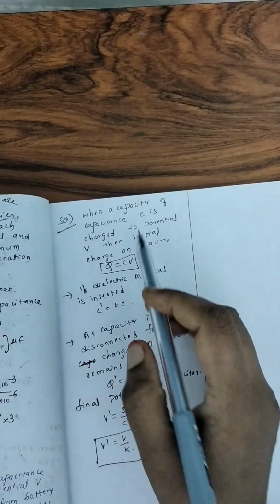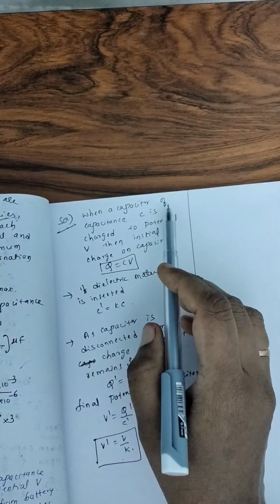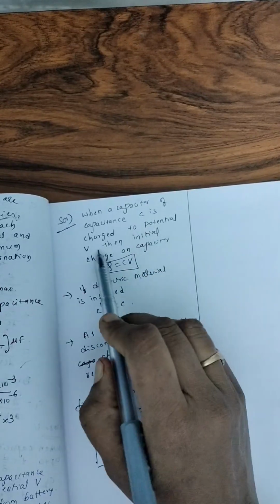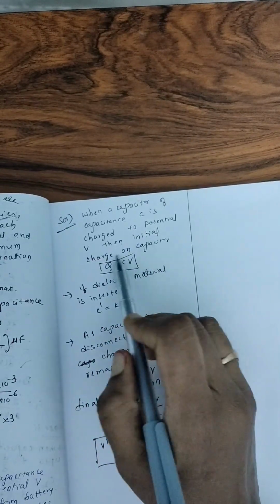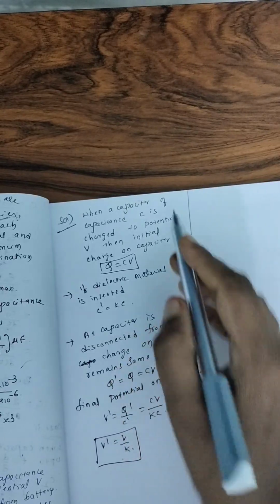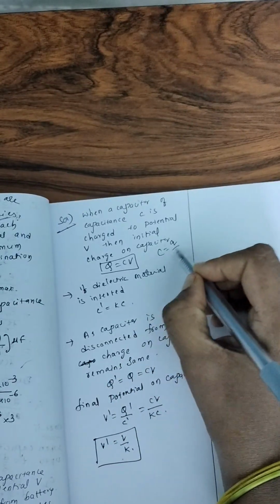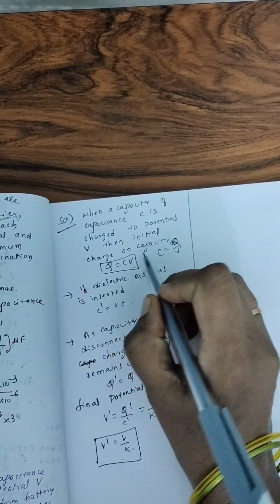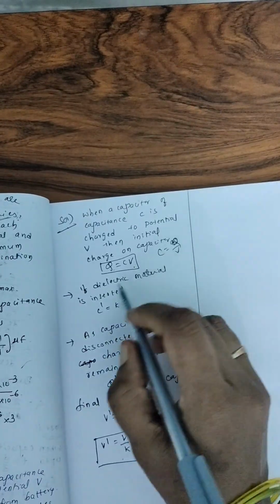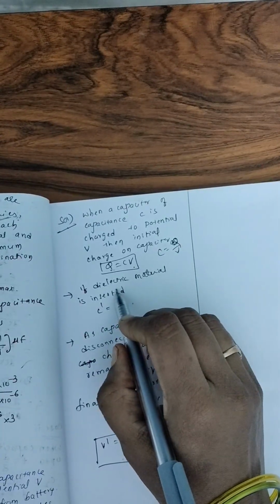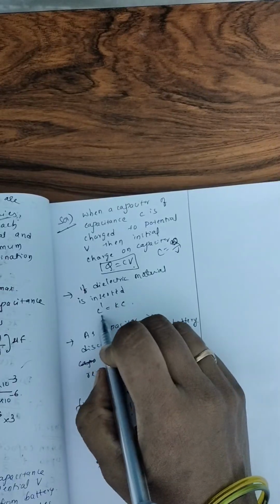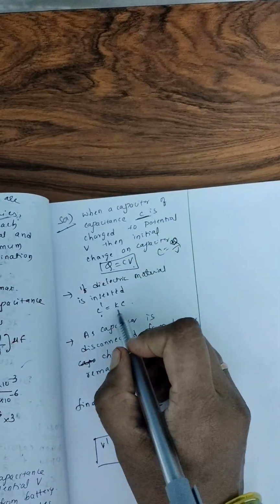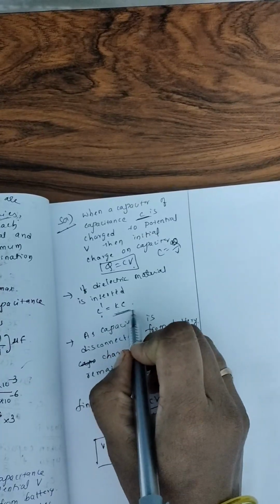So in the first case, a capacitor of capacitance C is charged to the potential V. Then what will be the initial charge on the capacitor? From the formula C equals Q by V, Q equals C into V. One condition completed. Next, he inserted the dielectric material. In that situation, what will be the capacitance? If it is C, with dielectric constant K, it will be KC.